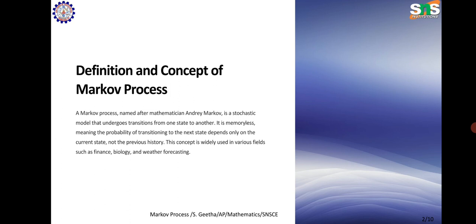Definition and concept of Markov process. A Markov process, named after mathematician Andrei Markov, is a stochastic model that undergoes transitions from one state to another. It is memoryless, meaning the probability of transitioning to the next state depends only on the current state, not the previous history. This concept is widely used in various fields such as finance, biology, and weather forecasting.